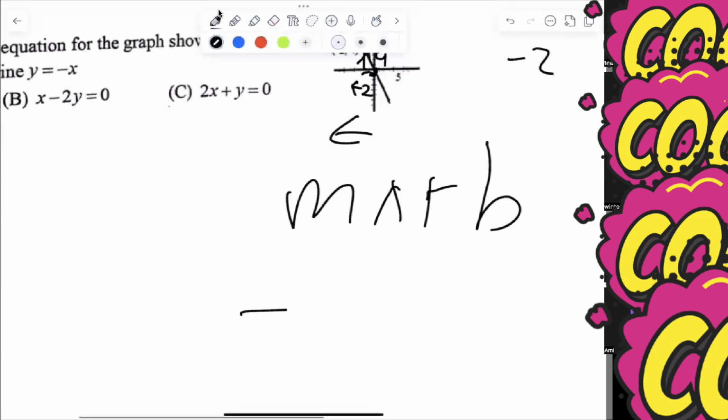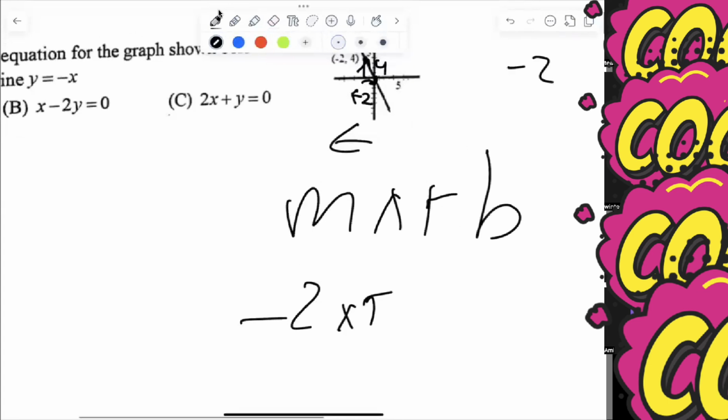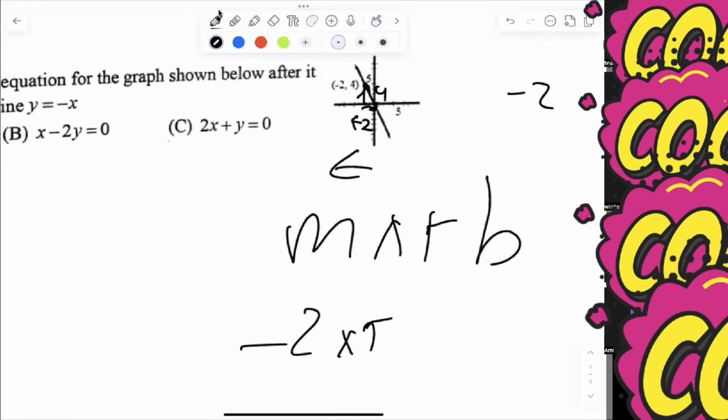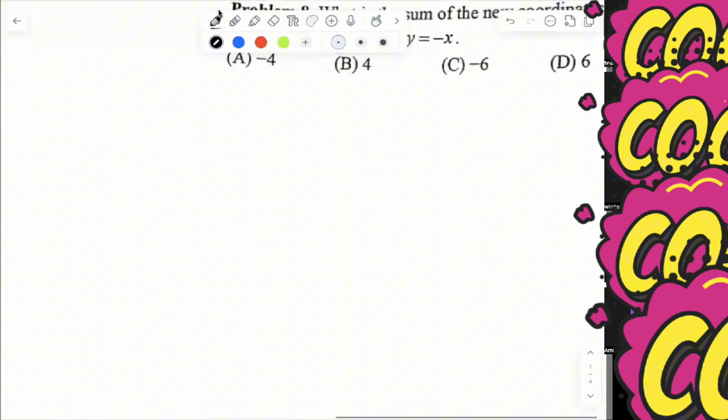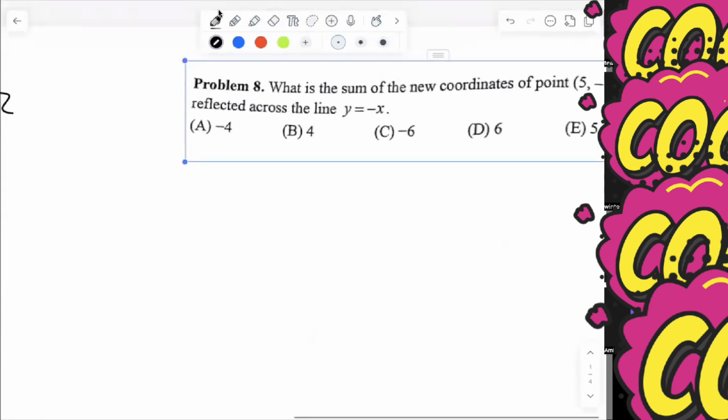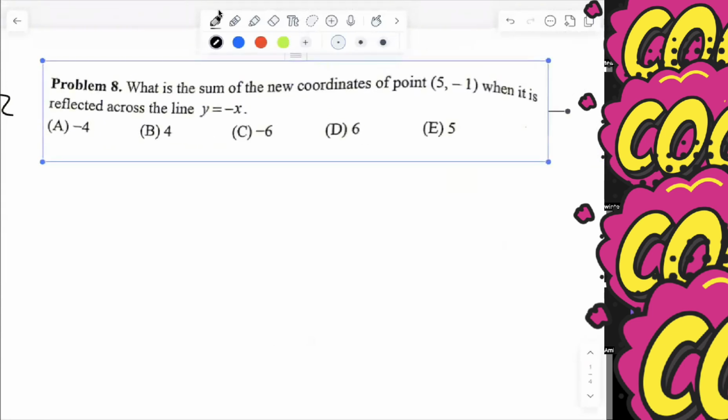The slope is negative 2x plus, goes to 0, so the origin, just meaning that the y-intercept is 0, and y equals negative 2x. Putting them all into one side is 2x plus y equals 0 or c. Alright? Now let's have a try on problem 8. Let's have a try on this, and tell me your answers.